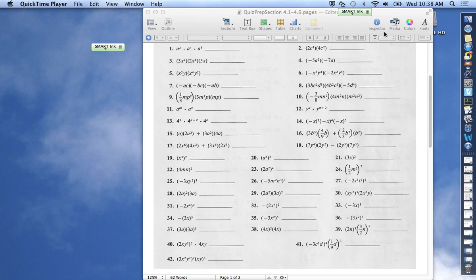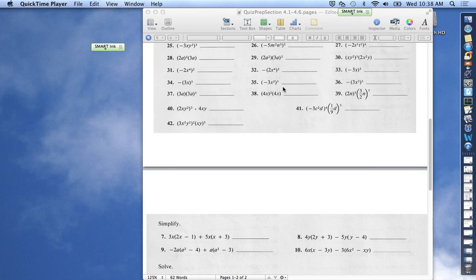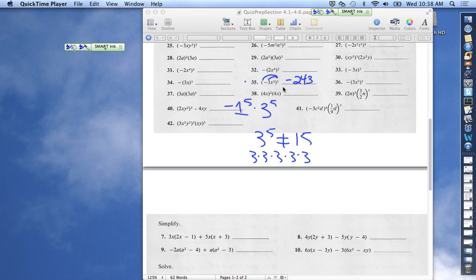Let's look at number 35 together. Number 35, I have an odd power with a negative sign inside parentheses. You could think of this as a negative 1 raised to an odd power. So you know your final answer will have a negative sign in front of it. And then I have a coefficient of 3. I'm raising that to the 5th power. 3 to the 5th is not 15. 3 to the 5th is 3 times itself 5 times. So that's 243. And then finally I have x squared raised to the 5th.